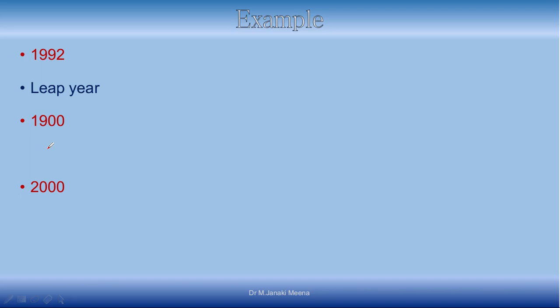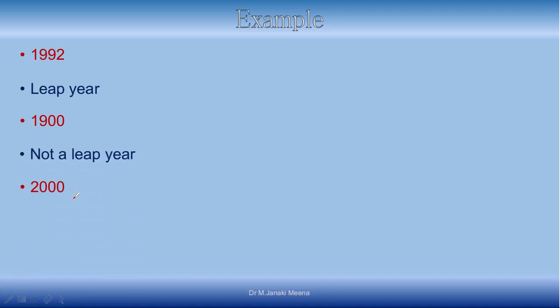So let us check the second condition. It should be divisible by 400. When you try to divide 1900 by 400, it is not divisible. So as per the second condition also it is false. Since both the conditions are false, we will say that it is not a leap year.